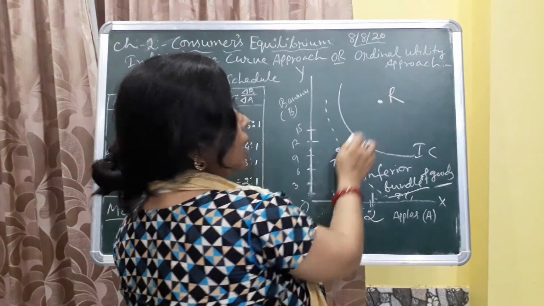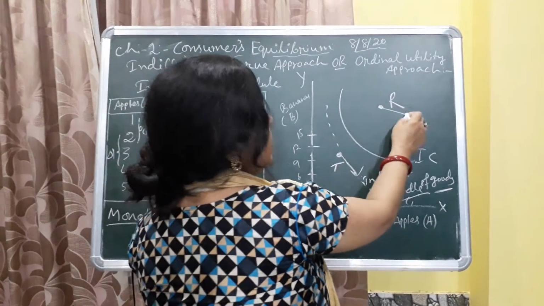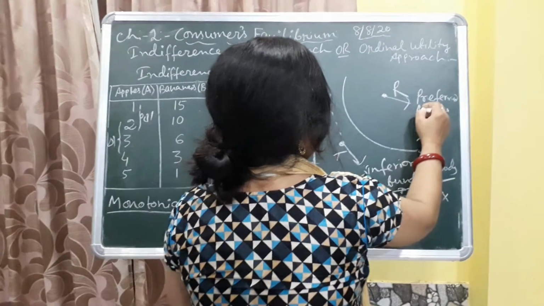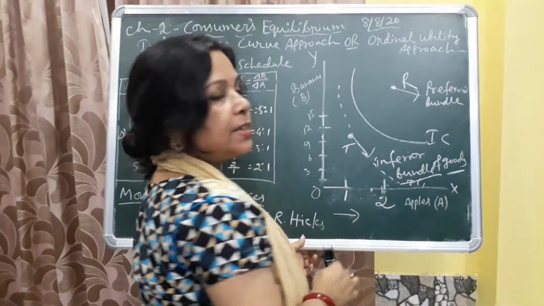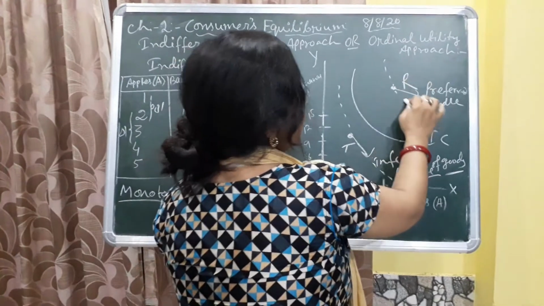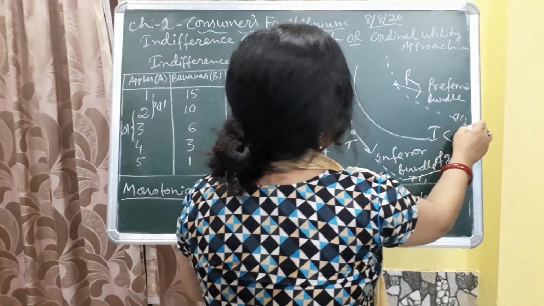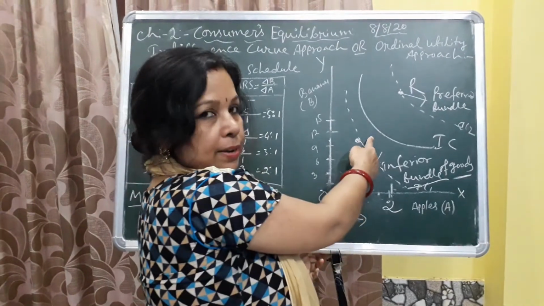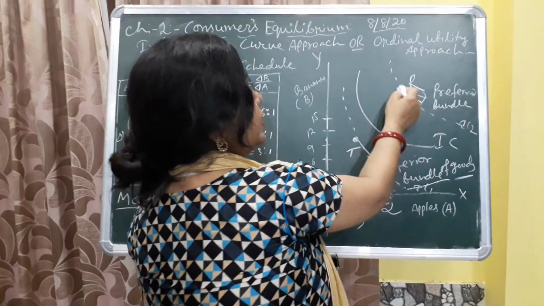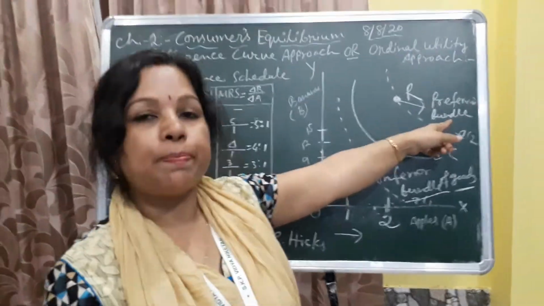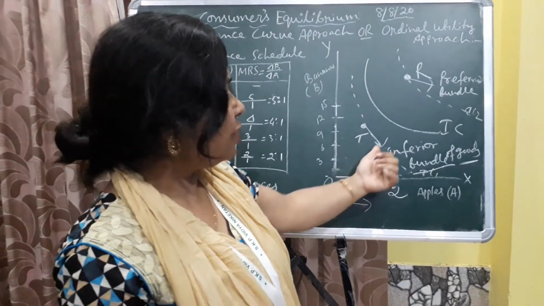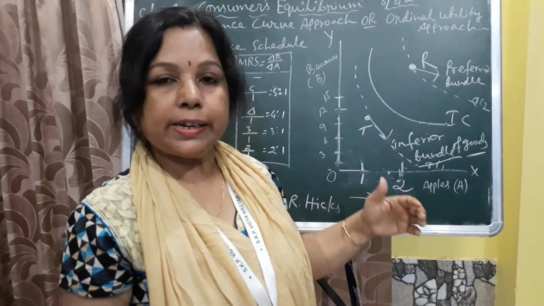Now point R, outside of the IC curve, is the preferred bundle. Why? Because if we draw another IC named IC2, this IC curve is higher than IC. That's why IC2 represents a higher level of satisfaction, and point R represents the preferred bundle of the commodities, and point T represents the lower, inferior bundle of the commodities. So clear up to this?